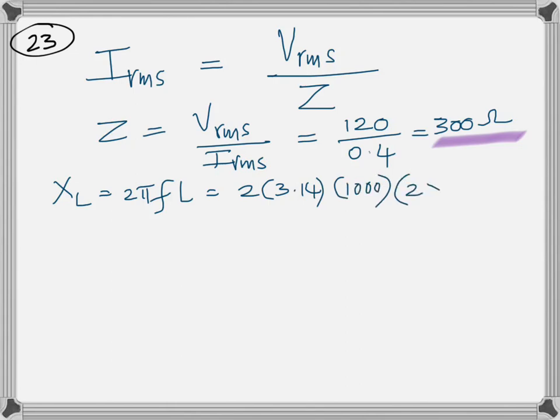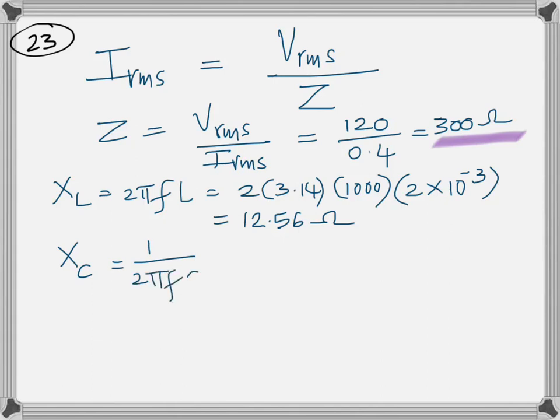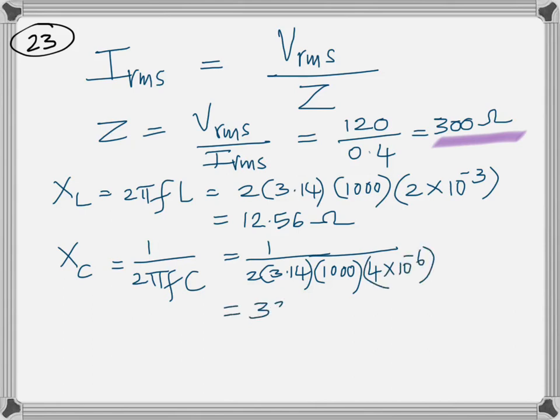2 pi times F times L, 12.56. Isn't that what you got? 12.56, and XC was what? What did you get for XC? We'll see whether I made a mistake. 39.80 ohms. And then plug it back into that equation.